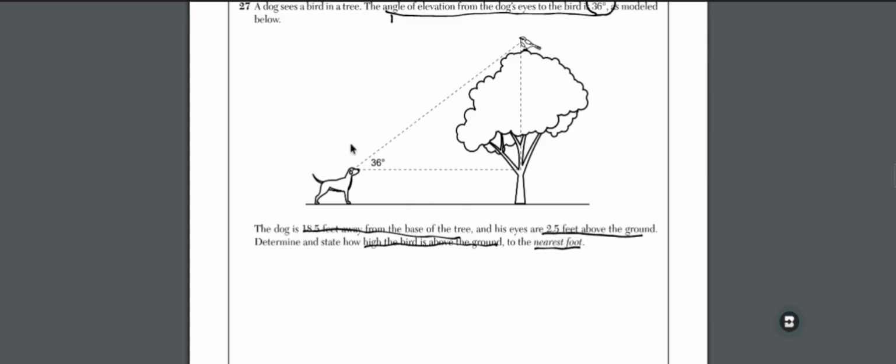So what do I know? I know that it's an angle of elevation of 36 degrees, and I know the dog is 18.5 feet away from the base of the tree. So from the dog to the base of the tree, it's going to be 18.5 feet away. And I know that his eyes are 2.5 feet above the ground. So right here, the distance between where the dog is looking up and where he is on the ground is 2.5 feet. And I'm trying to determine how high the bird is above the ground.